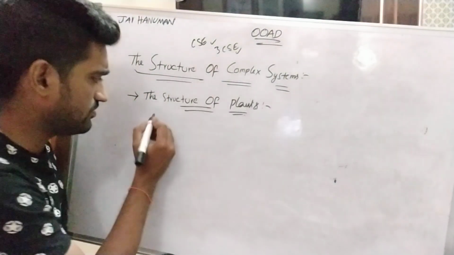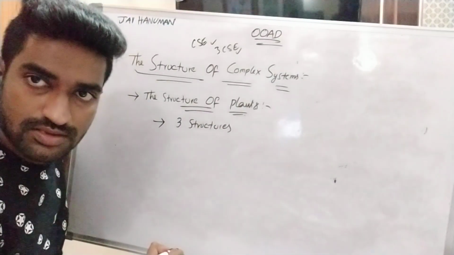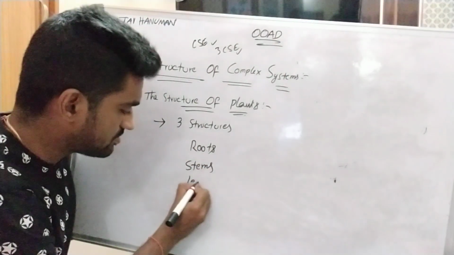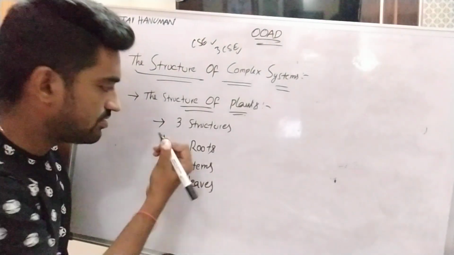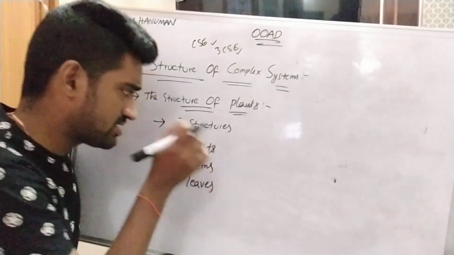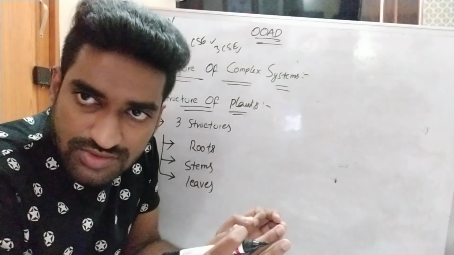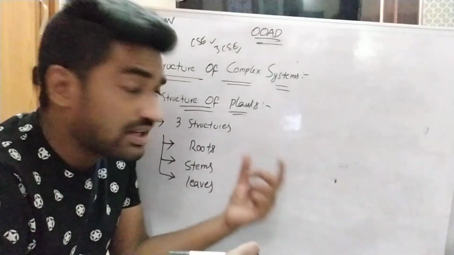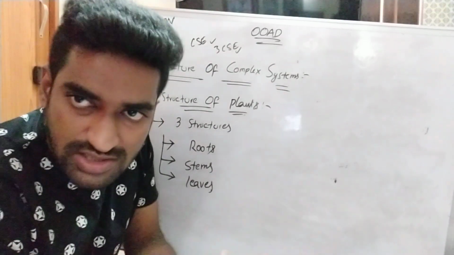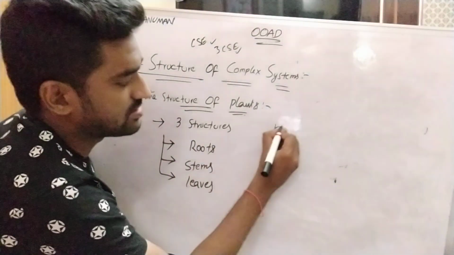Here, each and every plant contains three structures: roots, stems, leaves, right? The structure may vary from one plant to another, so all plant structures are not the same. This variation can be studied through one more branch, that is morphology. Different formations and different structures of plants can be studied through the branch of morphology.